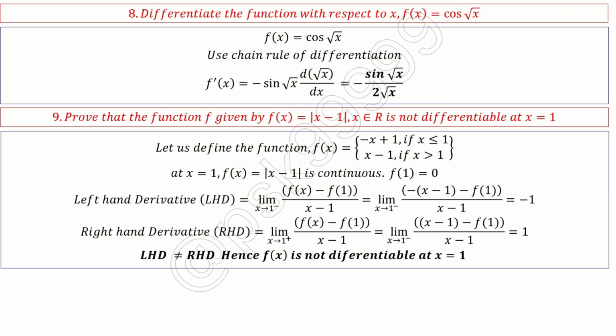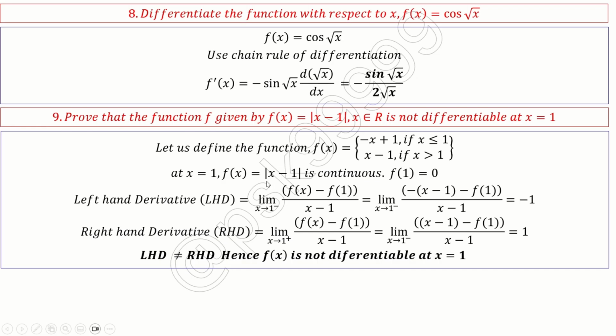First, let us define the function clearly. f of x is nothing but minus of (x minus 1), that is minus x plus 1, if x is less than or equal to 1, correct? If x is less than or equal to 1, this will become negative, so I have to apply the minus. And this is equal to x minus 1 if x is greater than 1.